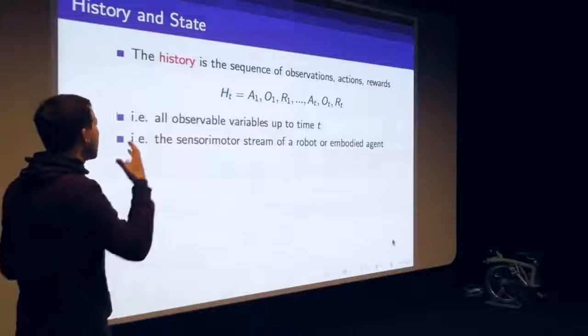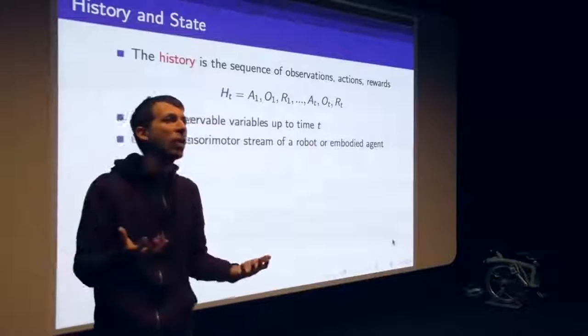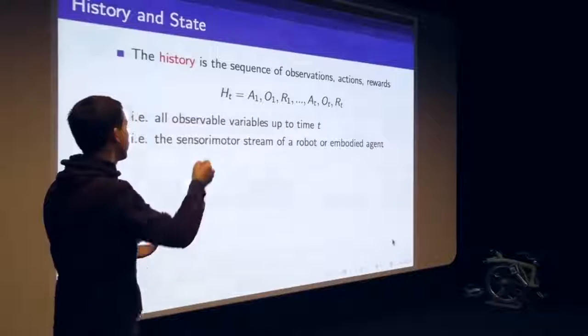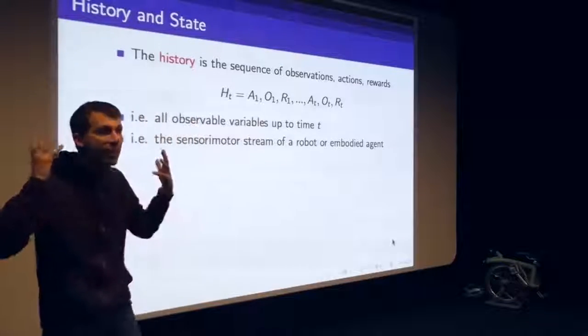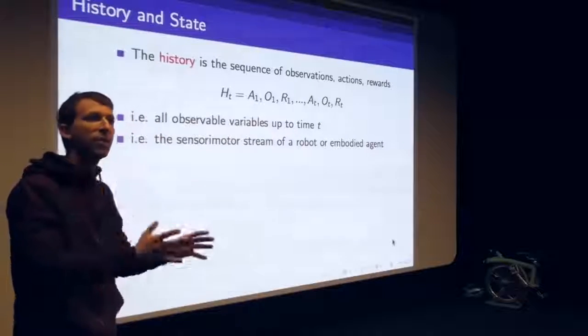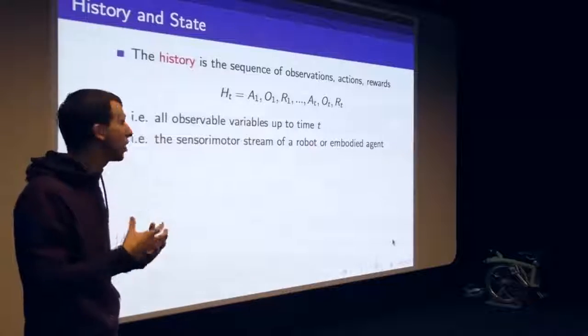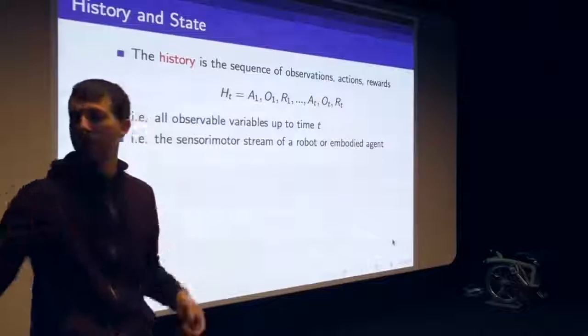And so you can think of this as like the sensory motor stream of a robot or an embodied agent. But this also applies more generally. A game-playing agent or a trading agent has its own sensory motor stream of what the inputs are that it's seeing and the decisions that it's able to take. There's some well-defined interface between agent and environment, and we just get to control and see this stream of stuff that's coming into the agent from its environment.